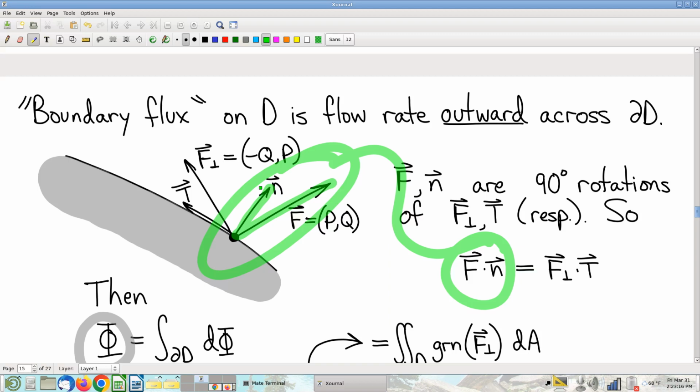Next observation I want to make is that if you rotate 90 degrees counterclockwise, none of that changes. If you rotate both of these vectors 90 degrees counterclockwise, the angle between them stays the same because they both got rotated by the same amount.